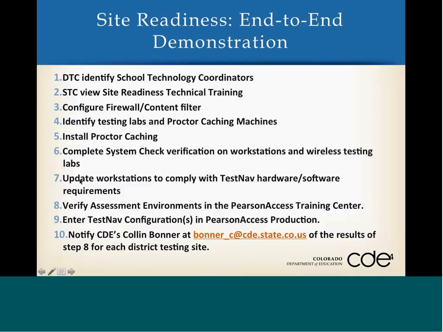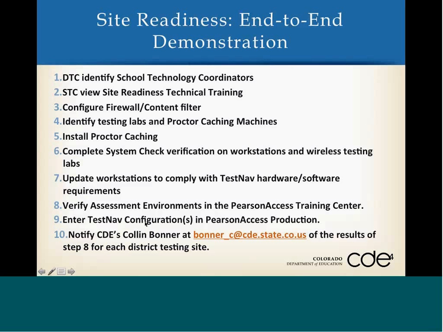Number 7 is a step that's really based on the results in number 6, that TestNav 7 tab, when you evaluated the workstation to see that it meets the minimum requirements. If it didn't, obviously you want to update that so that machine will work. And then what we're going to kind of do is jump down to step 9. We're going to enter the TestNav configuration in the Pearson Access production site, and then Dave will actually be doing step 8 actually.